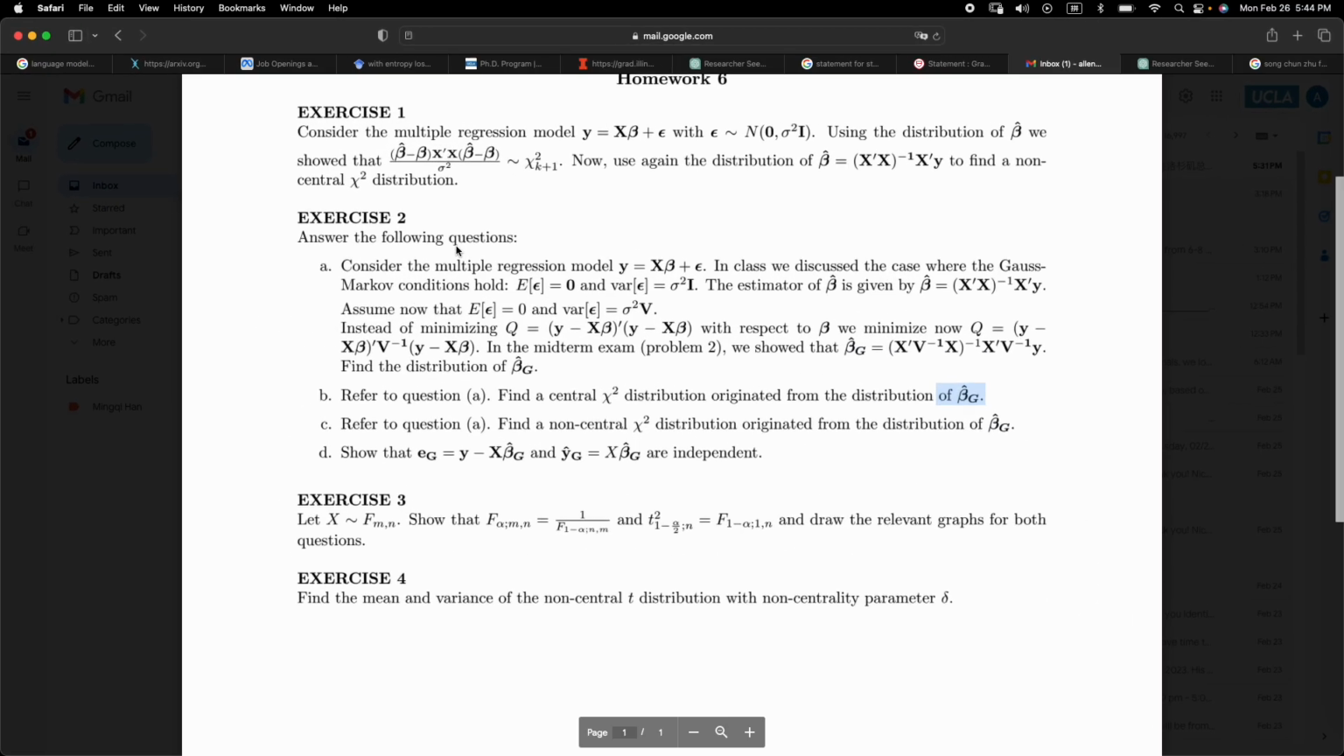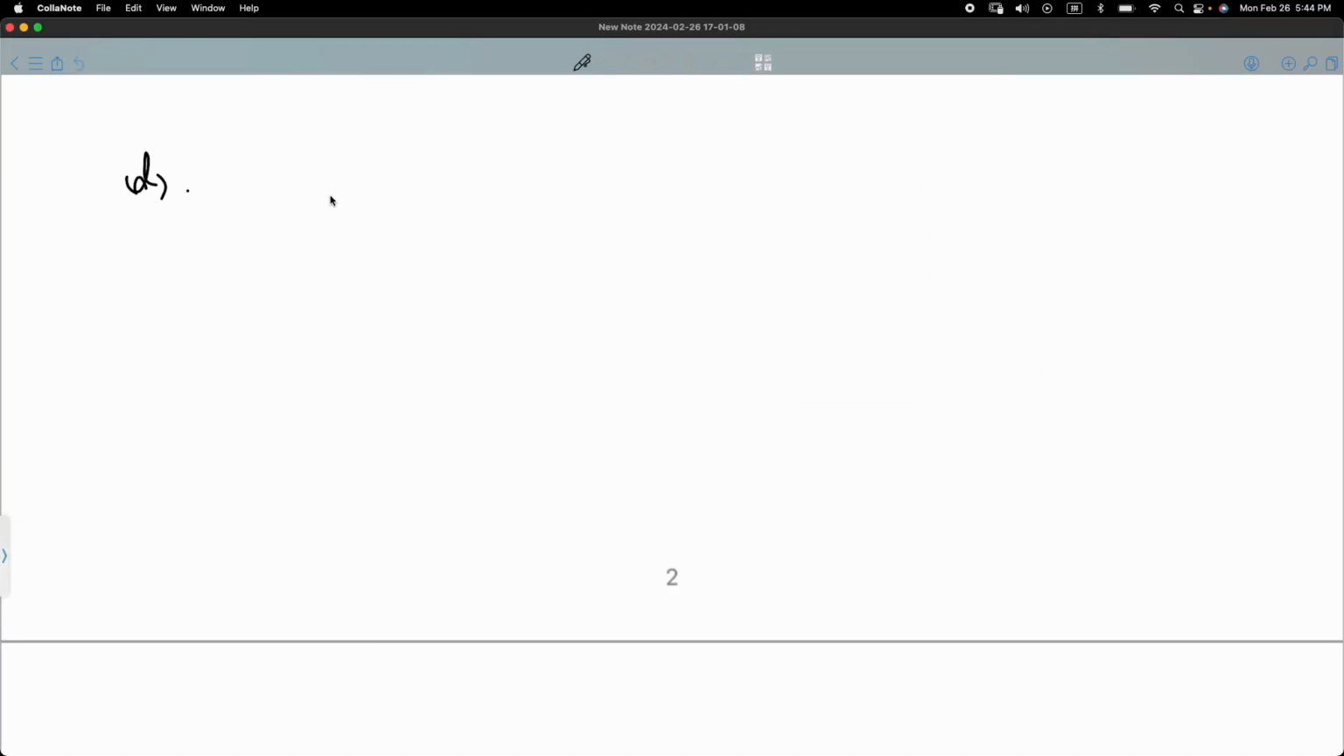So yeah, we want to show that G, so this is E here, not epsilon anymore. So E is the residual, which is the true value minus the predicted value. And here is the predicted value, so it's x beta hat. We want to show that these two terms are independent. And then we're going to show in the following way.